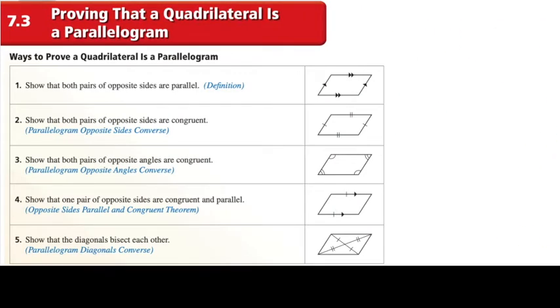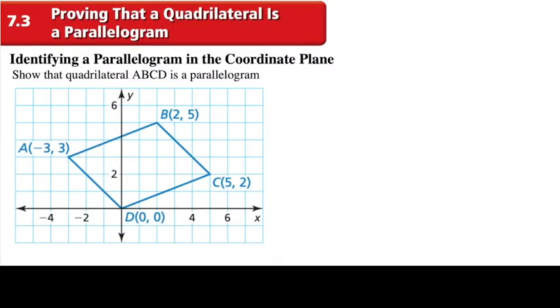So this is a recap of all of the properties that we were using to show that a quadrilateral is a parallelogram. You should keep this list handy to help you with the homework for this section. Here we have a coordinate plane problem, and it says show that quadrilateral ABCD is a parallelogram. They didn't specify which method to use, so I'm going to use the definition of a parallelogram.